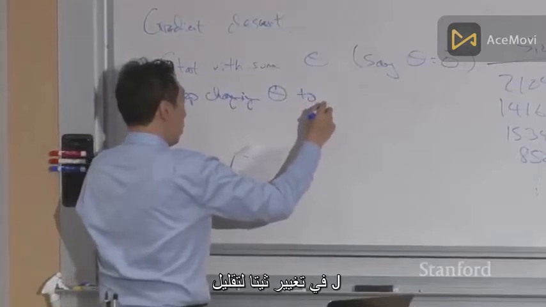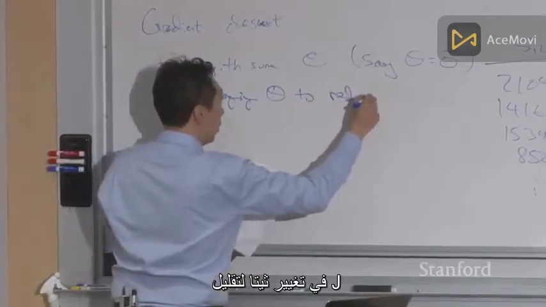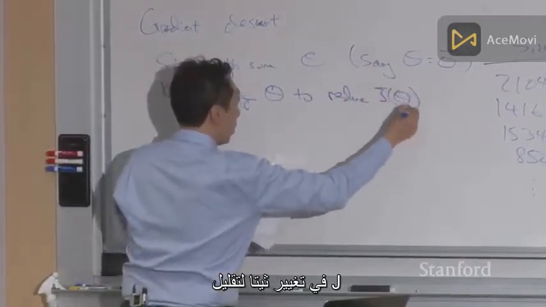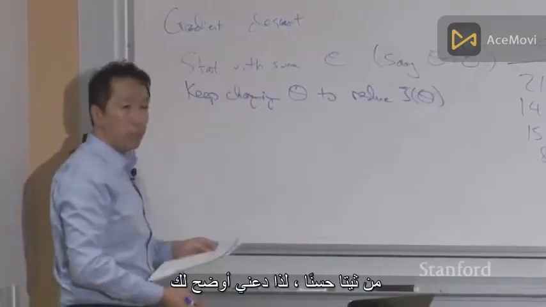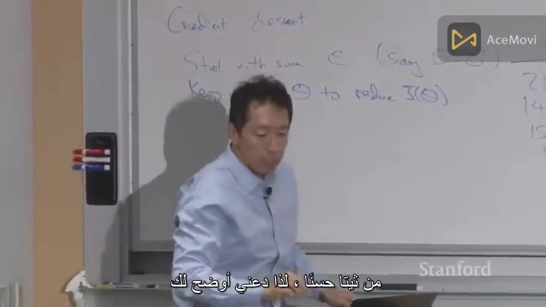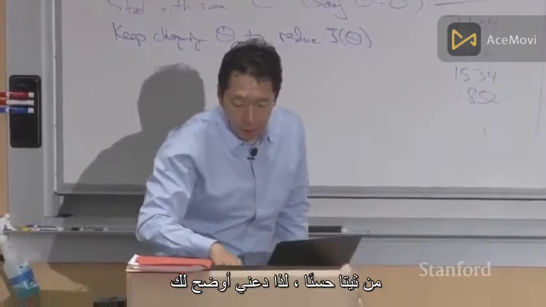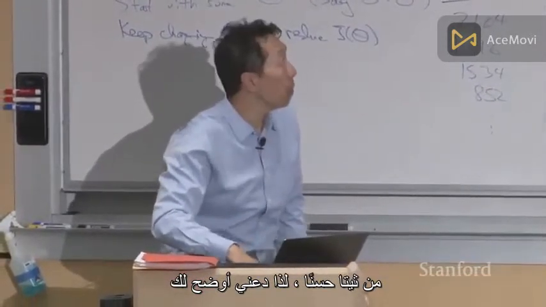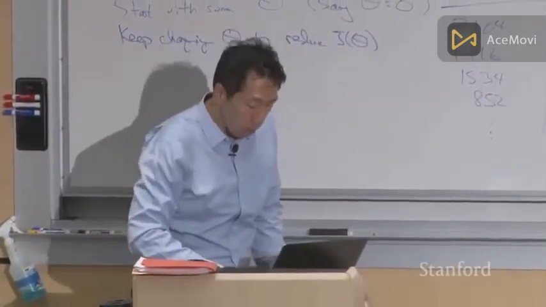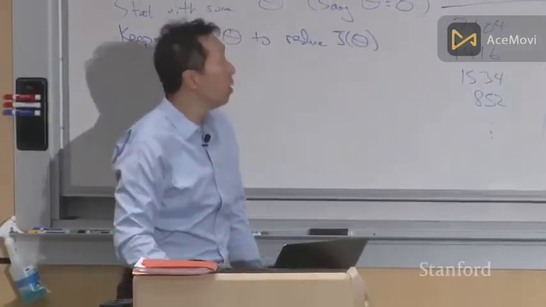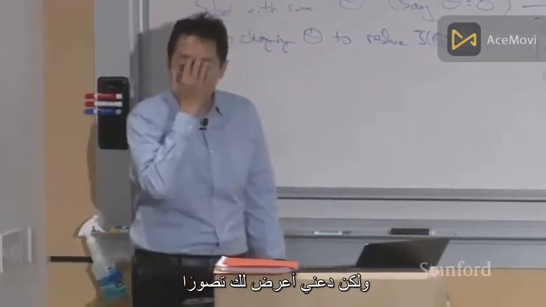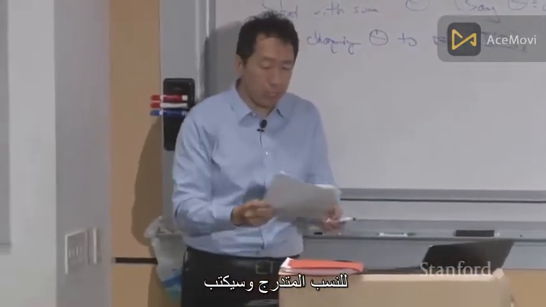and we're going to keep changing theta to reduce J of theta. Okay, so let me show you a visualization of gradient descent, and then we'll write out the math.